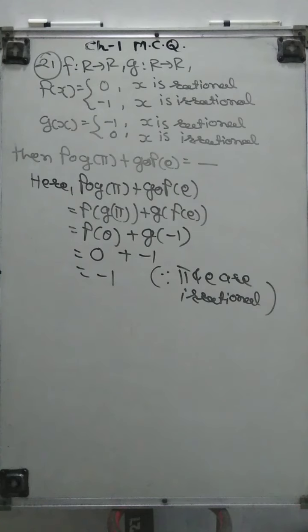Okay, then we go for the next one. Here you should always remember which condition is given for rational and irrational, it is important for you, and then you go through the sum, then the answer is easily obtained, otherwise there is quite a bit of confusion. Okay, so now we go for the next one.